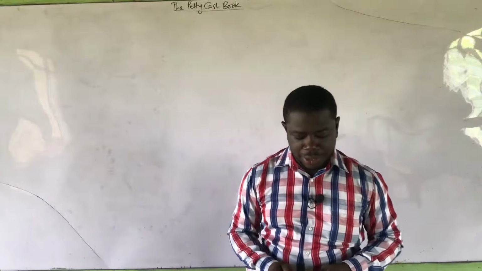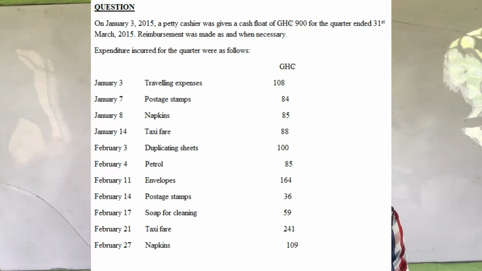On January 3rd, 2015, a petty cashier was given a cash float of 900 Ghana cedis for the quarter ended 31st March 2015. Reimbursement was made as and when necessary. We are even fortunate to have been told. Sometimes you will not be told, but you still need to do reimbursement as and when it's necessary. Expenditures incurred for the quarter were as follows.